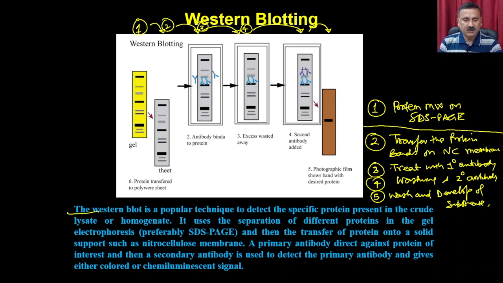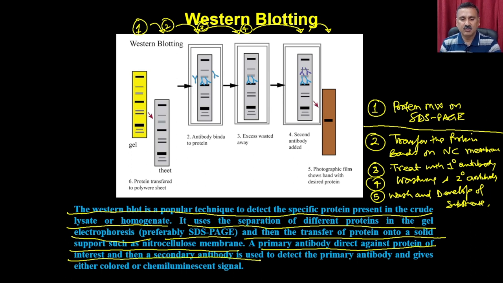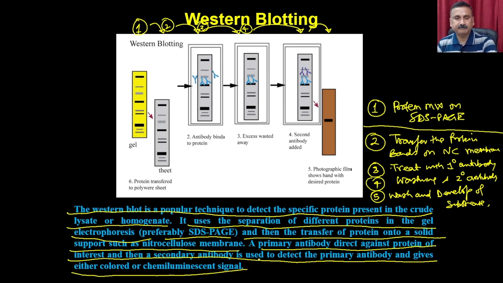So, Western blotting is a popular technique to detect a specific protein present in a crude lysate or homogenate. It uses the separation of different proteins by gel electrophoresis, which is called SDS page, and then the transfer of the protein onto a solid support such as nitrocellulose membrane. A primary antibody directed against the protein of interest, and a secondary antibody is used to detect the primary antibody and give either a colored or chemiluminescent substrate.